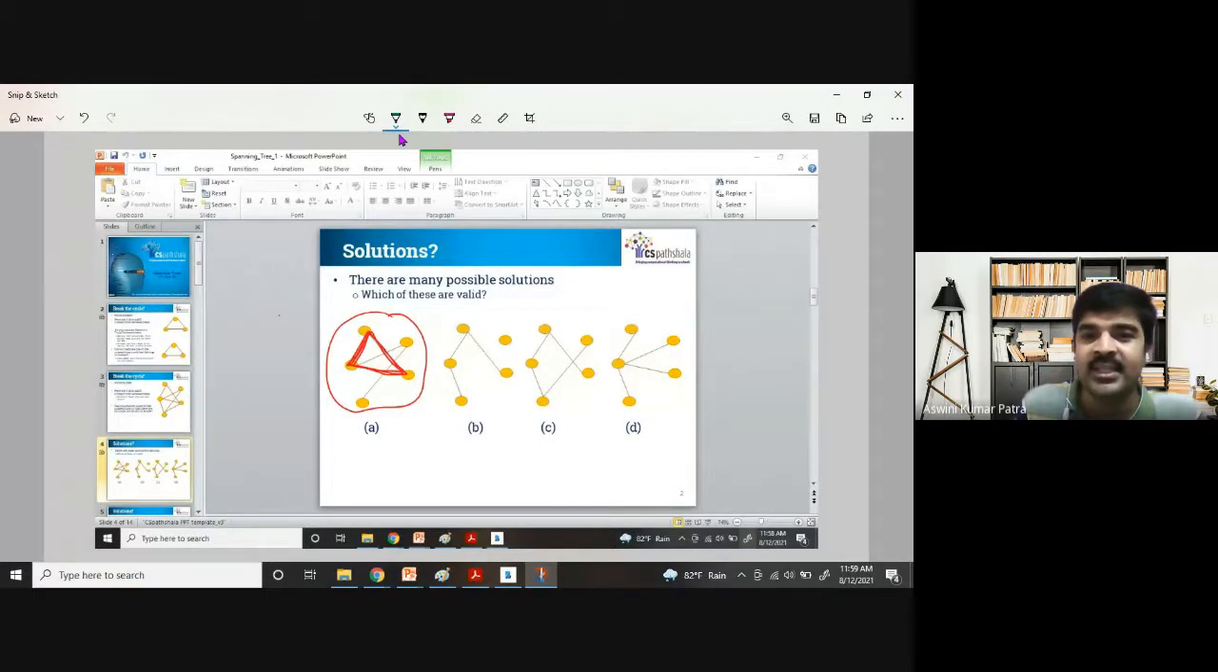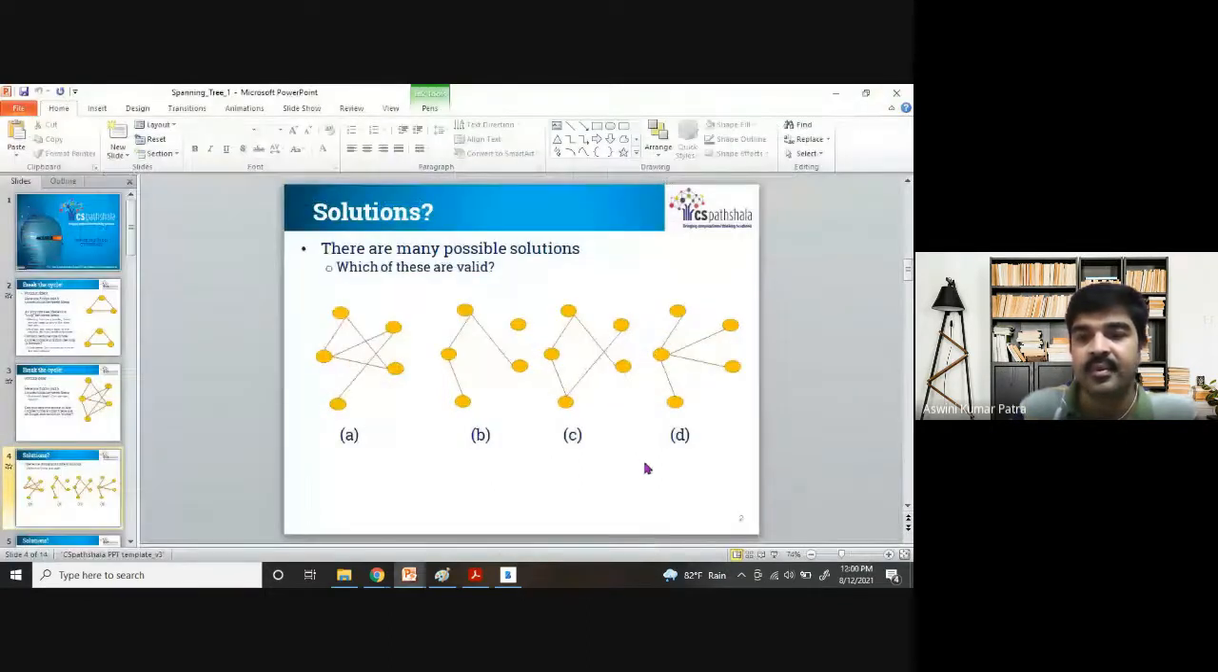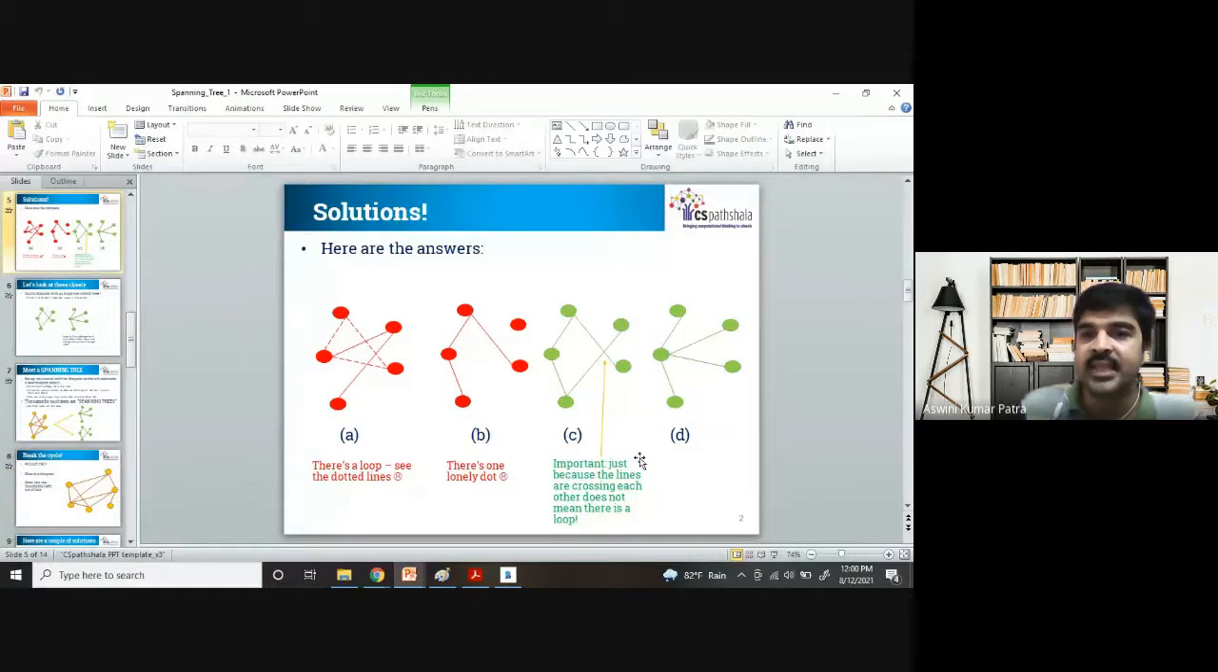But this is not as per my question, because I asked to remove all the circuits. My question was, let's remove all possible circuits, and no dots should be disconnected. See, this is a disconnected dot, so it's not my right answer, but this is my right answer and this is my right answer.